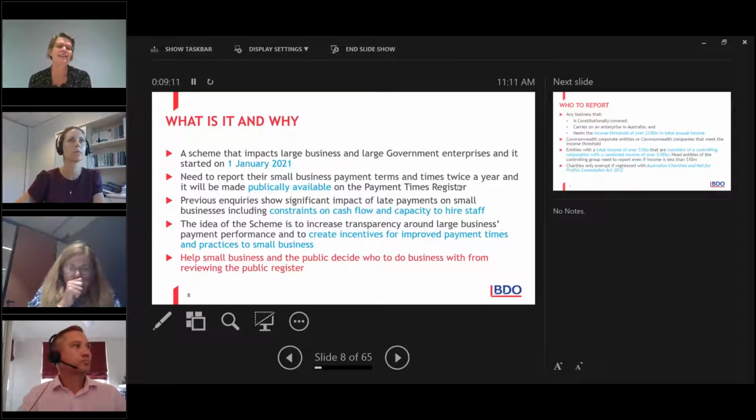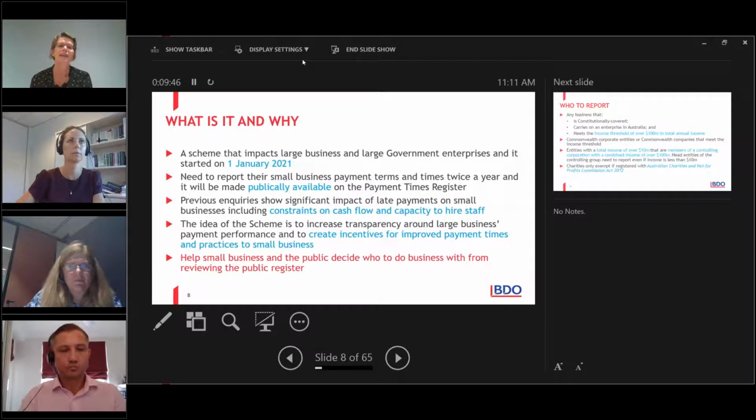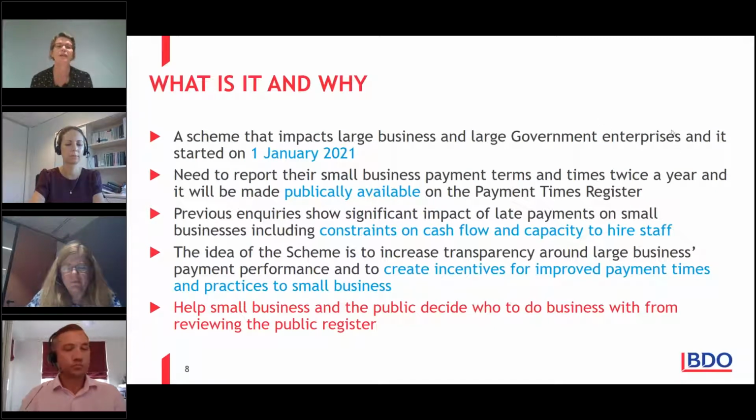This is a scheme that impacts large business and large government enterprises. And as Aletta said, it's already started. This scheme started on 1st of January 2021. And we have had the situation with clients that weren't even aware of it. So we're already into March and there's some information gathering that is required. The idea is large business will need to report their small business payment terms and times twice a year, and then it will be made publicly available on the payment times register. So it's important to get that information right because it's going to be out there in public where either individuals or various businesses can access that information.